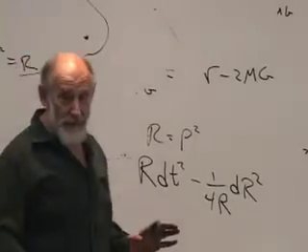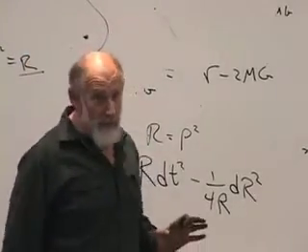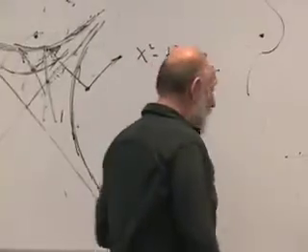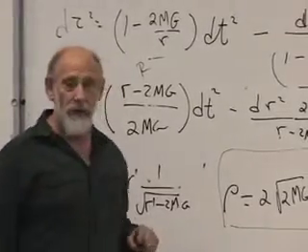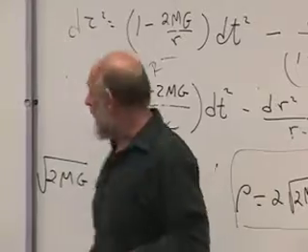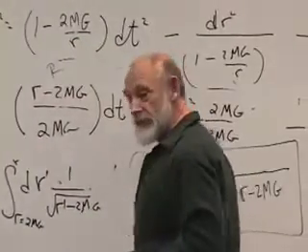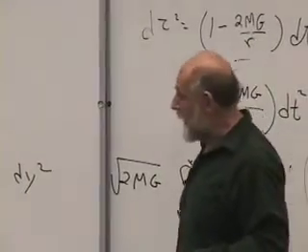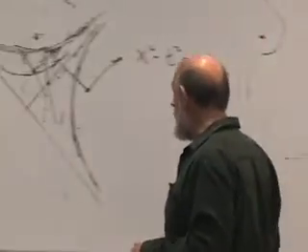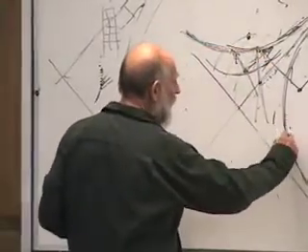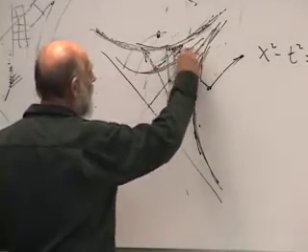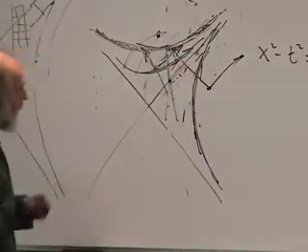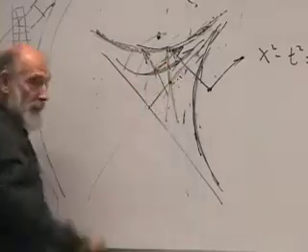Keep in mind that they're rather arbitrary. We've just drawn some coordinates. Behind the horizon, if you wanted to measure R, you would use clocks. And if you wanted to measure T, you'd use meter sticks. All right? T flows along here. The same mathematical coordinate flows along here. You measure things in here with meter sticks.